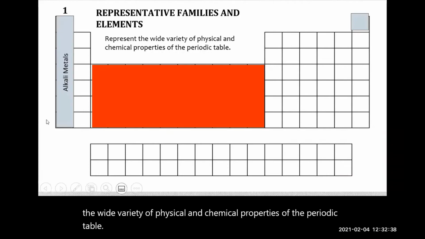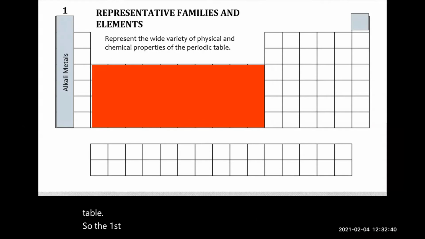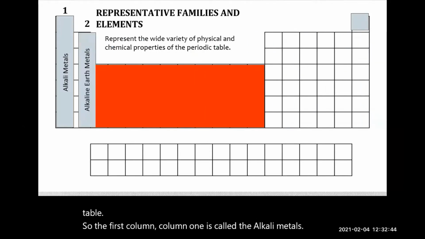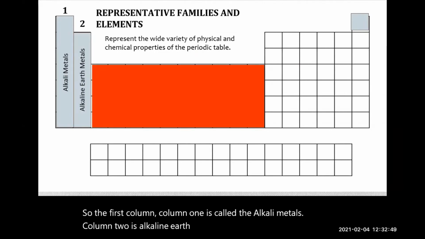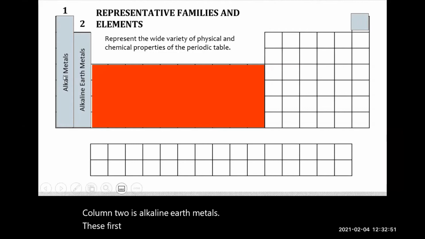So the first column, column 1, is called the alkali metals. Column 2 is alkaline earth metals. These first 2 columns are your first 2 of the representative elements. There are 8 representative elements.